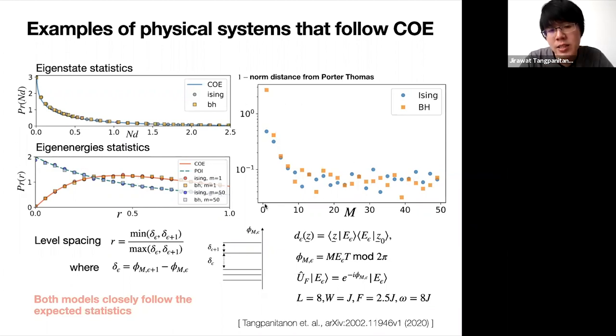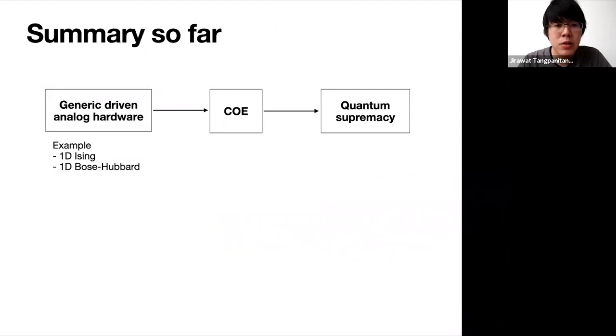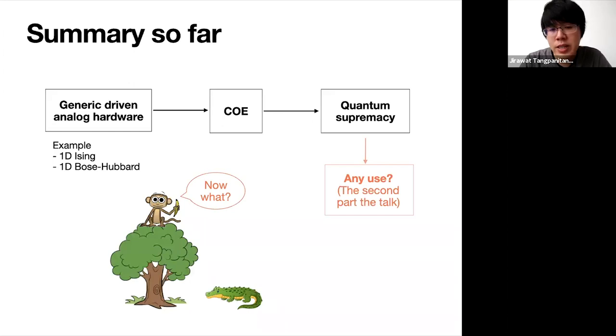And on the right-hand side is the distance from the output distribution to the Porter-Thomas distribution. As you can see, after 10 periods or so, the system goes nicely very close to Porter-Thomas. Actually, the larger the system size, the closer it is. So, summary so far: we have generic driven analog systems, which lead to COE, and COE can lead to supremacy. And now the question is, is there any use in this system?